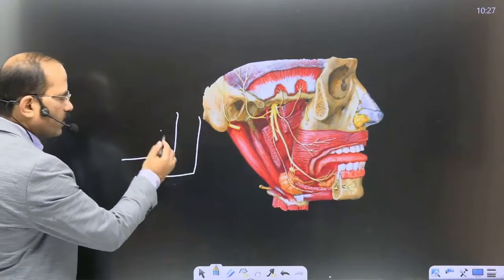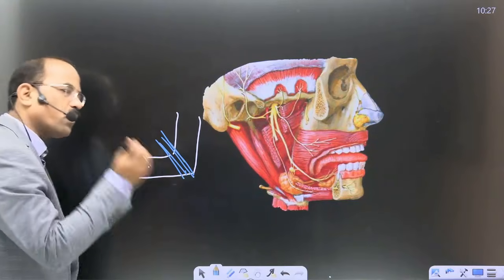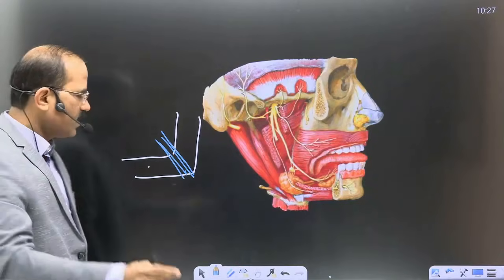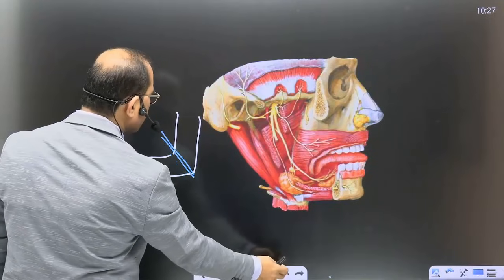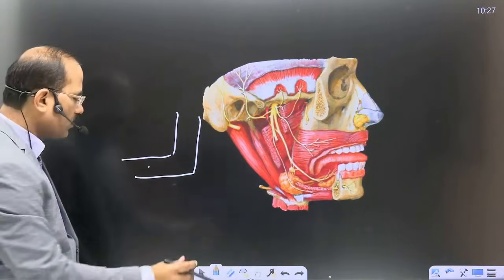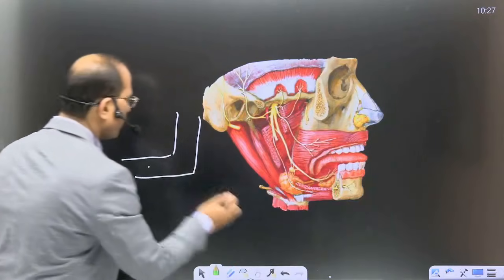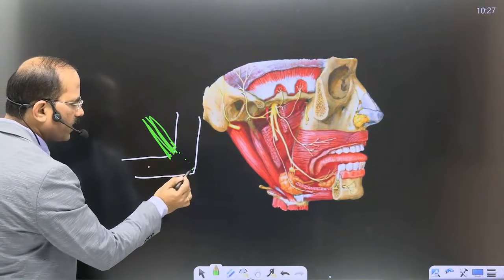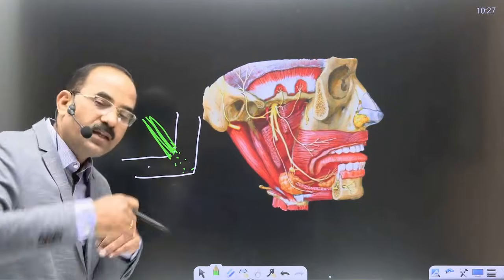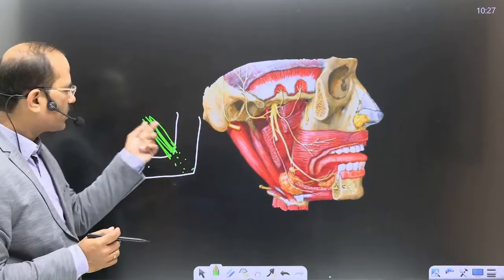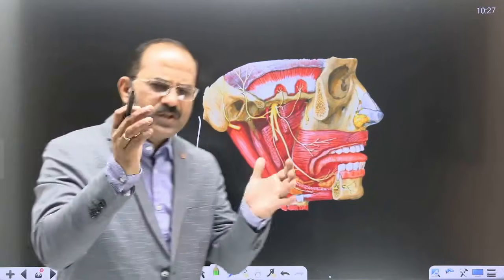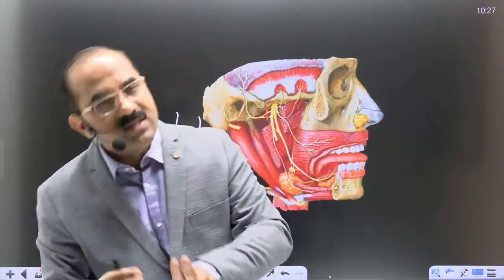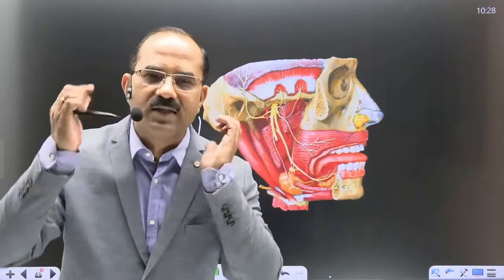Can anyone tell me what is the muscle inserted here on the outer side of the angle of mandible? On the outside, that's the masseter. And there's another muscle on the inner aspect of the angle of the mandible. What is this? That's the medial pterygoid. That means, students, on the angle of the mandible, outside is going to be the masseter, and on the inner side is going to be the medial pterygoid muscle.